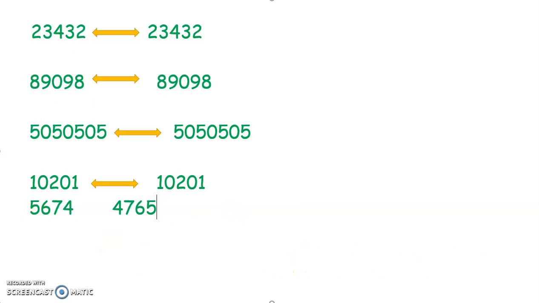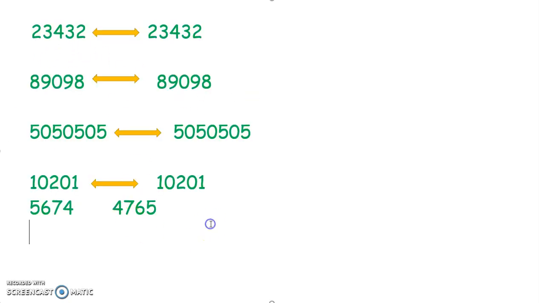And one more point to remember in this palindromic concept of math is that all the single digit numbers 1, 2, 3, 4, 5, 6, 7, 8, 9, all these are also called palindromic numbers because they remain the same anyways.